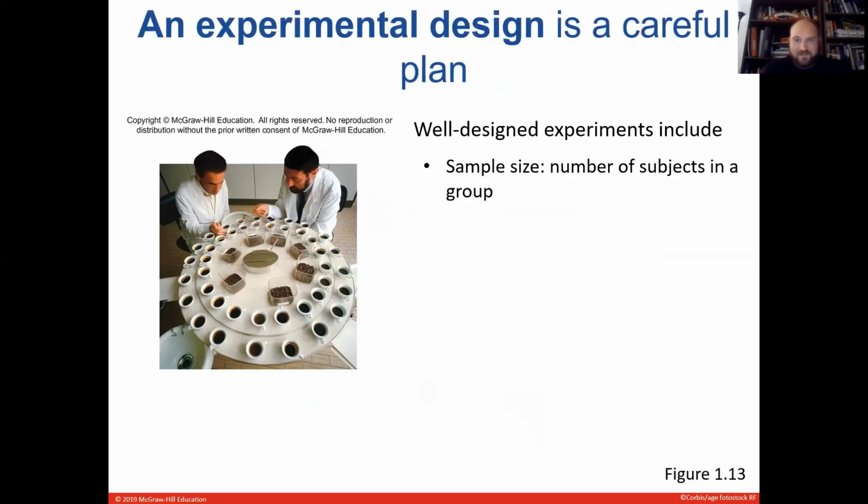don't work. So well-designed experiments include sample size, so the number of subjects in a group. And this is something that there's math that exists just to determine how big your sample size should be if you're trying to look for a specific amount of statistical difference between group A and group B. An independent variable. So this is the variable that's manipulated.